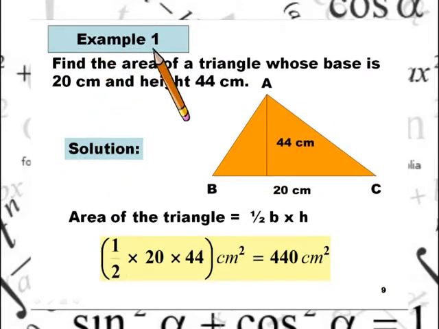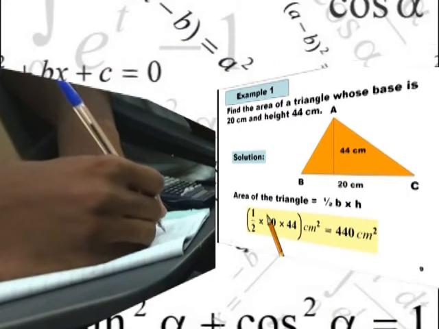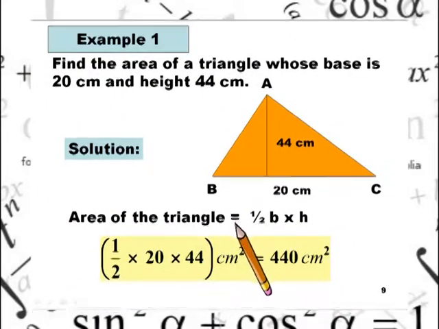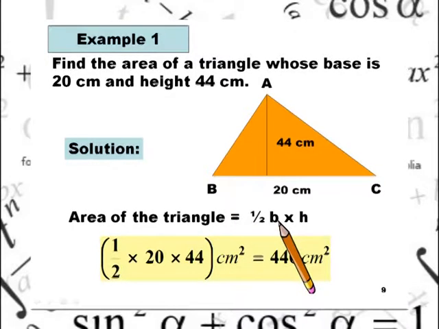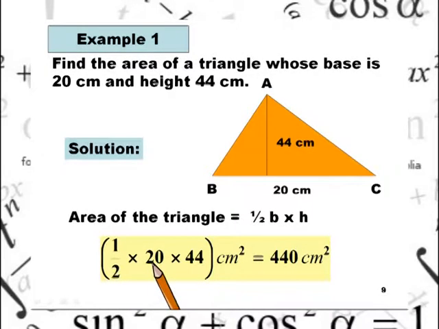Example 1. Find the area of a triangle whose base is 20 cm and height 44 cm. Solution: area of triangle equals half base by height, half by 20, the base, by 44, the height. cm squared is our unit, equals 440 cm squared.